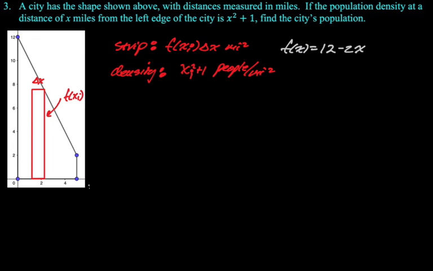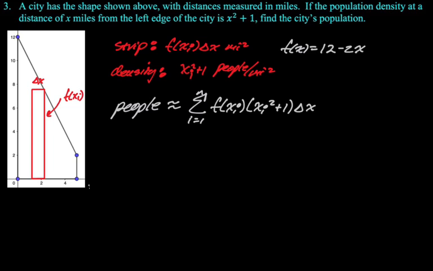So I don't know. All right, so the people will just be, we need to add up all of these strips times their densities, right? If we do miles squared times people per mile squared, we get people. So the approximate number of people is the sum from 1 to n of the area, which is f of x sub i delta x, times the density. So f of x sub i times the quantity x sub i squared plus 1. We want to take the limit as n approaches infinity of that. We don't need to show that. That becomes our definite integral. So we're going from 0 to 5. Those are where the x values are. The function, which is 12 minus 2x, the density, and then dx.